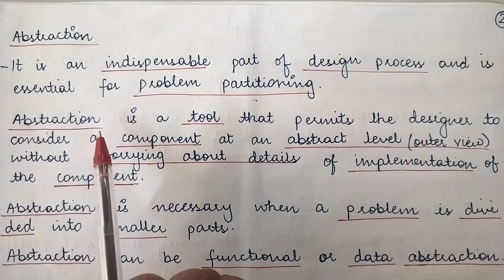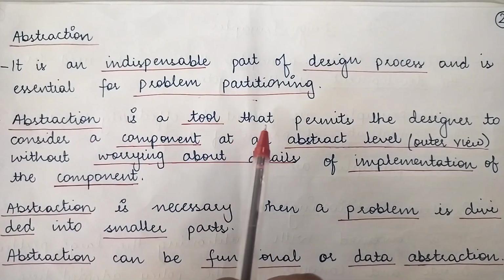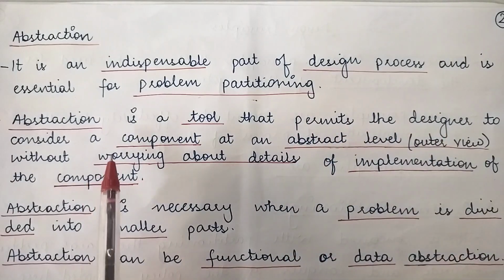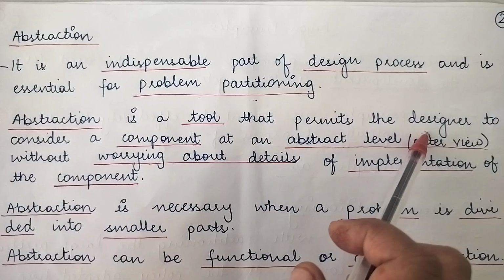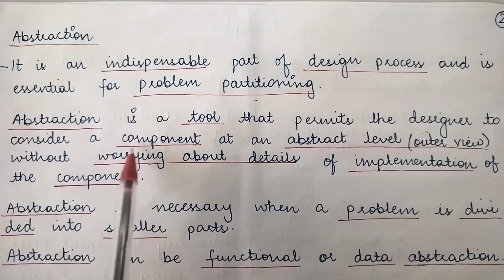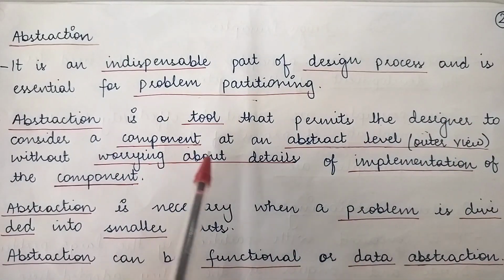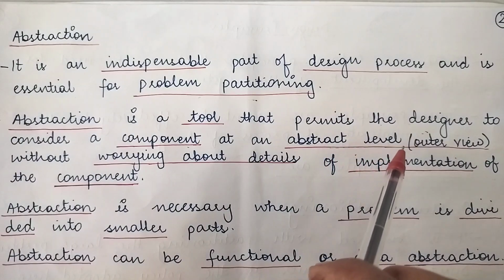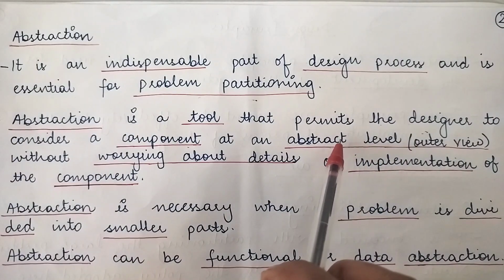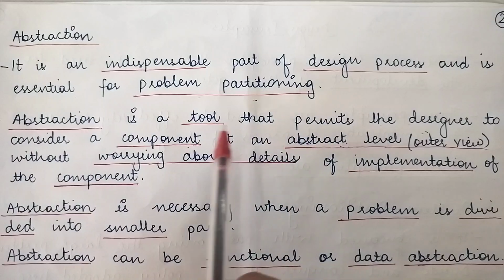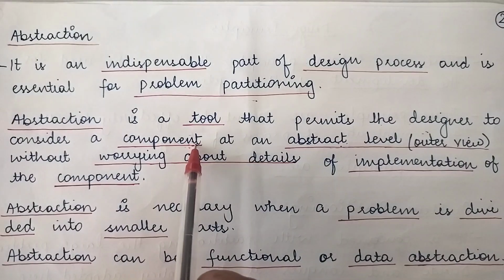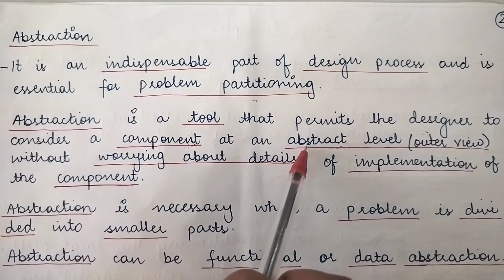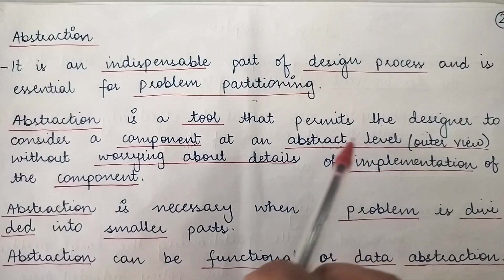So it becomes a very indispensable part of system design if you are following the principle of problem partitioning. What is abstraction? Abstraction is basically a tool that permits the designer to consider a component. The designer here means the system designer. So it permits the system designer to consider a component or a module at an abstract level. That means from an outer view. If we look at any component from the outer view, we are concerned only about what that component is doing and not about the details of how that component is doing that functionality. This is the meaning of abstract level.